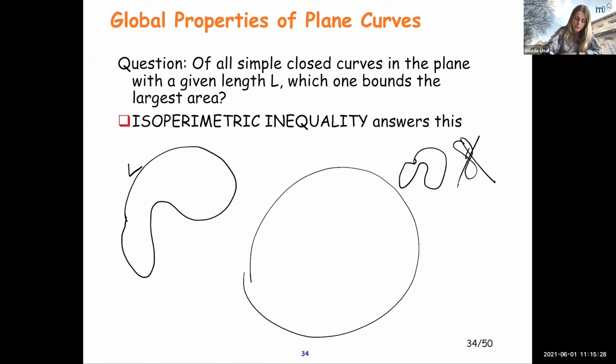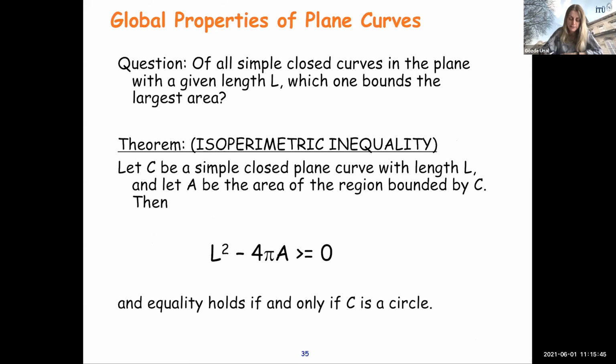Now, this is saying I have curves like this, let's say with a given length L. I may have a simpler looking curve. The question is: which one bounds the largest area? This was studied in differential geometry for some time. This is called the isoperimetric inequality theorem, where A is the area of the region bounded by C, and L is the length of the curve.